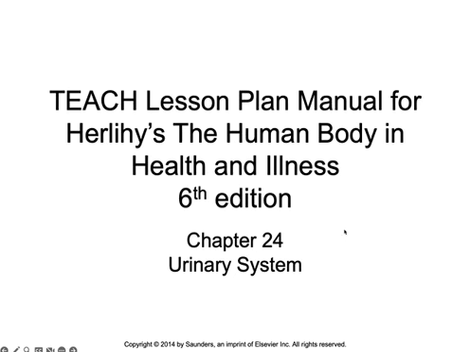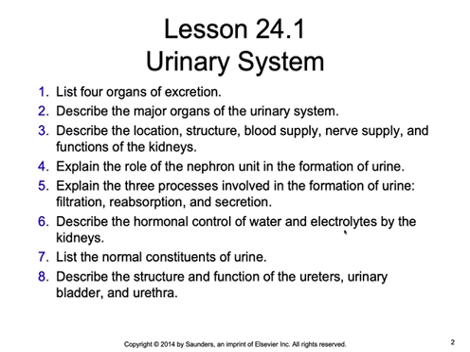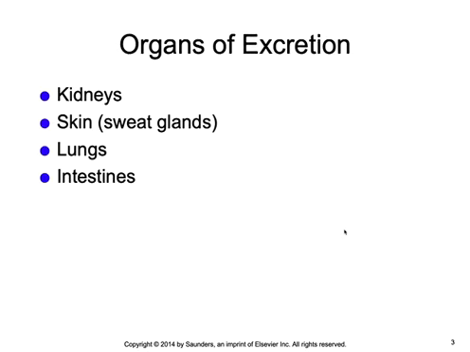Okay, guys, this is Chapter 24 on the urinary system. Objectives: list the anatomy and physiology of the urinary system, describe kidney function, describe the production and formation and the excretion of urine. Okay? The organs of excretion are fairly straightforward, right?